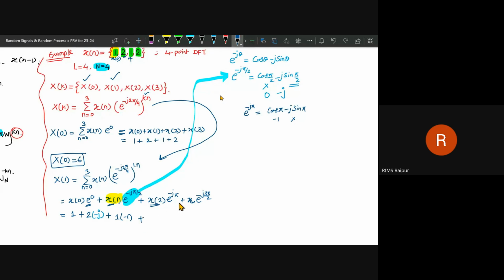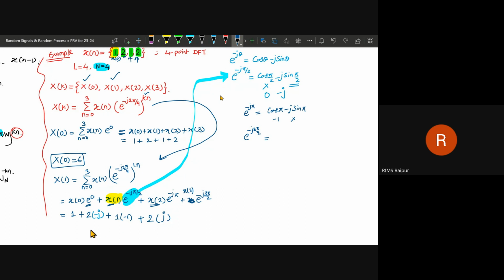Plus, in the next term it is x of 3. The value of x of 3 is 2, and e raised to power minus j 3 pi by 2. Cos 3 pi by 2 is 0 and sine 3 pi by 2 is minus 1. So minus minus gives plus, and you will get plus j here. Every time you will get only 4 values, either plus 1, minus 1, plus j or minus j. It is similar to the imaginary number i raised to power n, which always has one of 4 values.